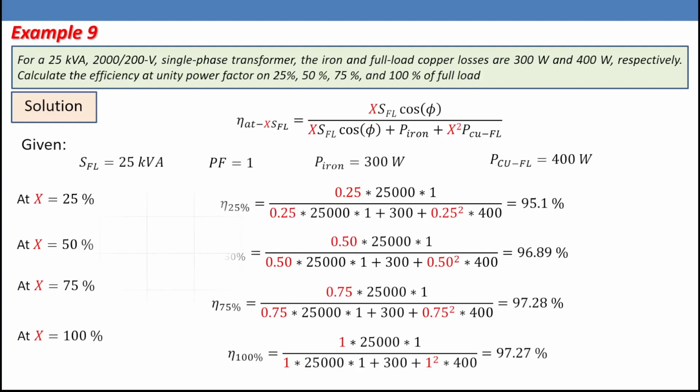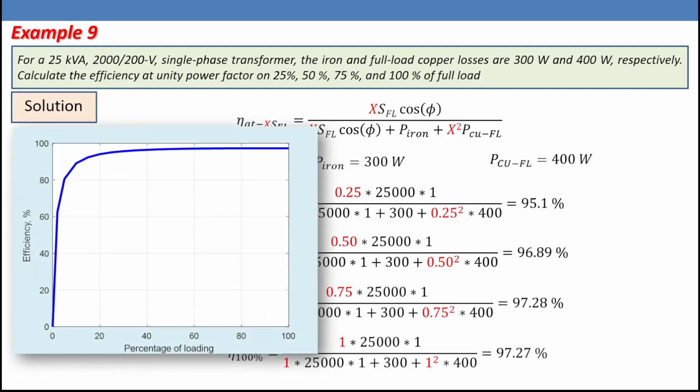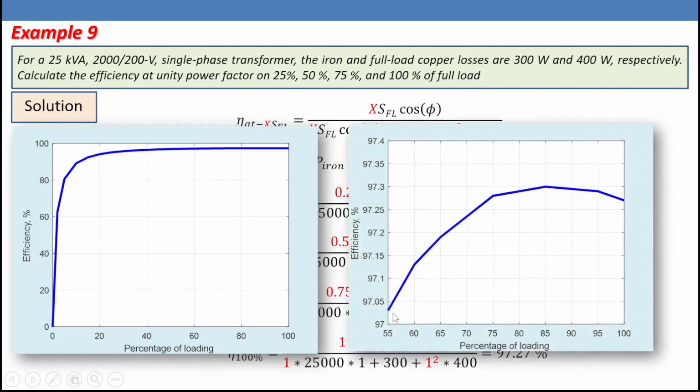If we look at the figure now, I plotted that one using MATLAB, so we have the efficiency curve from 0 up to 100%. It looks like the efficiency in this region is constant somehow. So I'm going to focus on this region only. So now the curve shows that we have efficiency increase then decrease. So there will be a maximum point. So we need to search for this point later on.